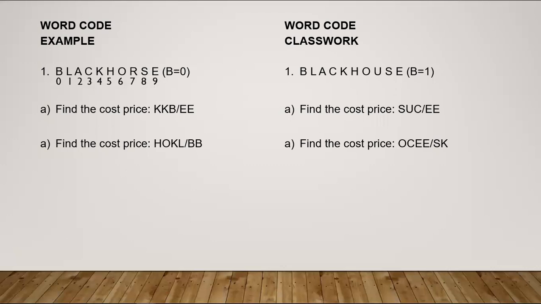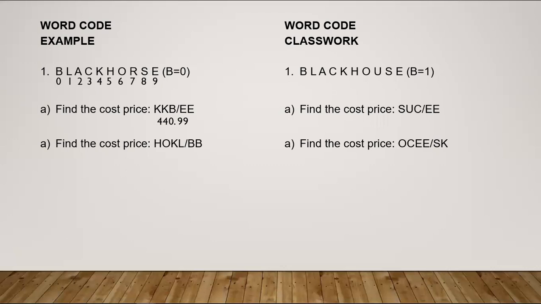Now, if I want to find the cost price of the given word code, which is KKB/EE, we know that behind the letter K, we've got 4. So it's 4 again. B will be 0. Slash represents dot. E will be 9. So the cost price there will be 440 and 99 cents.